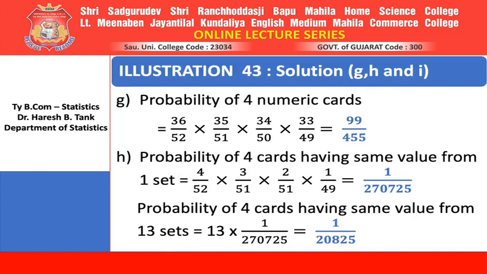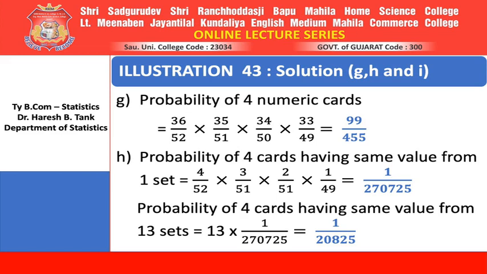Probability of 4 numeric cards. How many numeric cards are there? 2 to 9. That means total 9 numeric cards are there. So 9 multiplied by 4. So total number of cards which are called numeric card becomes 36. So the first numeric card can be found with the probability 36 upon 52. Next will be 35 upon 51. Next will be 34 upon 50. Next would be 33 divided by 49. Make a product of everything, that will give you 99 upon 455, and that is the required probability.